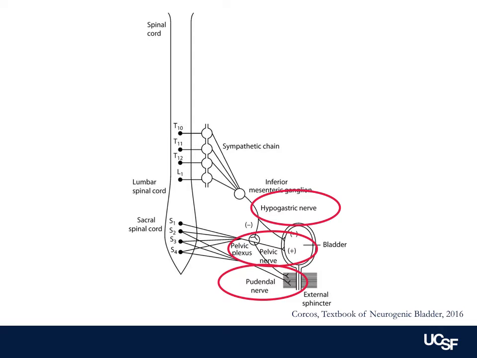And I just want to point out one thing that helps me remember the order of these nerves: they go in alphabetical order, so hypogastric, pelvic, and pudendal nerve, and that's in order of the location on the spinal cord. So this is one image that I find really helpful to burn into my brain as a reference point.